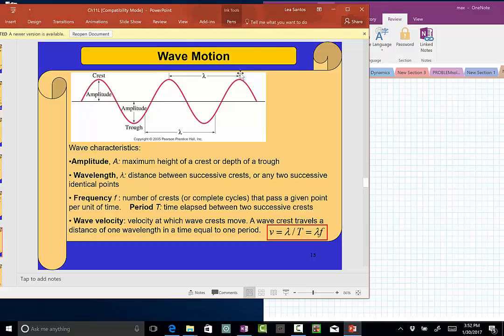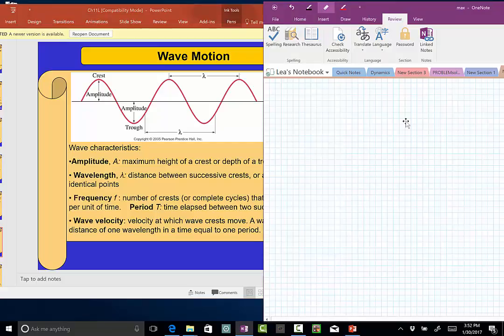And what is the frequency? I pick any point here and count how many crests I get at that point in 1 second. And then finally, what is the wave velocity? And what is the velocity of the propagation of this energy? Well, the wave velocity is the velocity at which the energy goes from one crest to the other. And I know that the time that it takes to go from one crest to the other is the period.